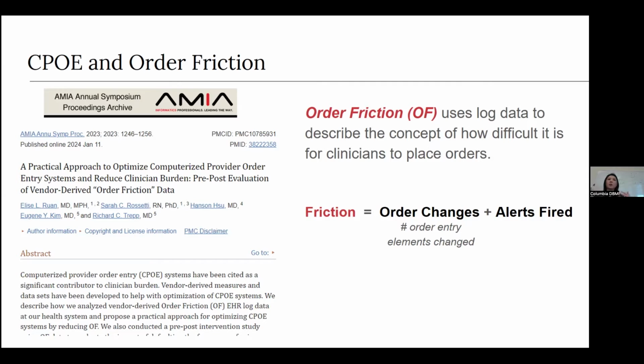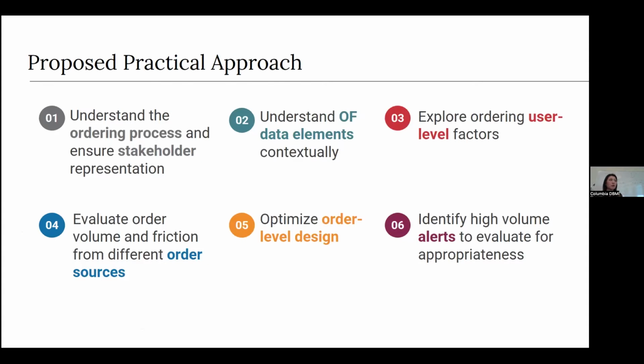And so with the help of an operational work group that was focused on reducing inefficient order processes, we developed and proposed a practical approach on how to do exactly that with the orders friction data. And so this is the approach we came up with. I'm only showing it to really highlight the first 2 steps, which is understand the process in detail and understand how the data elements fit into that process contextually.